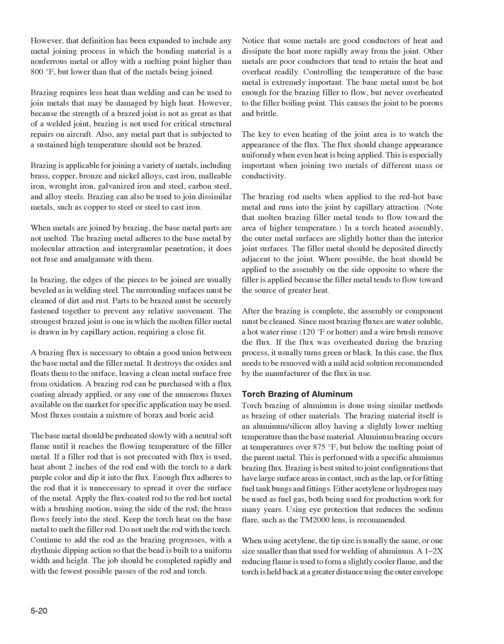Apply the flux-coated rod to the red-hot metal with a brushing motion. Using the side of the rod, the brass flows freely into the steel. Keep the torch heat on the base metal to melt the filler rod. Do not melt the rod with the torch. Continue to add the rod as the brazing progresses, with a rhythmic dipping action so that the bead is built to a uniform width and height. The job should be completed rapidly and with the fewest possible passes of the rod and torch.